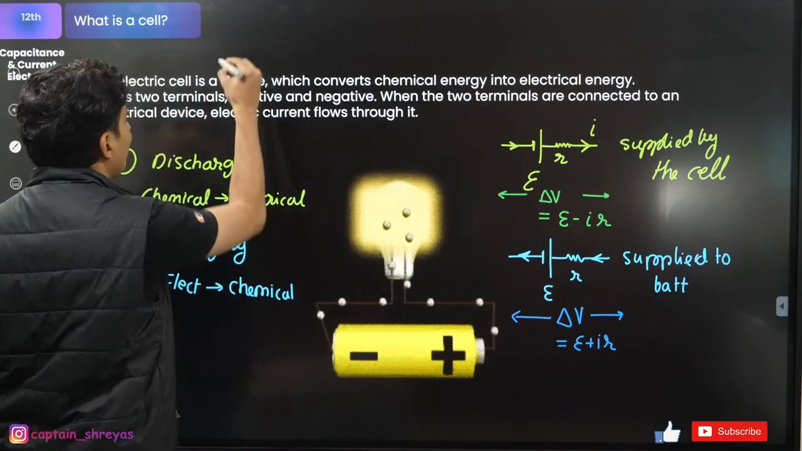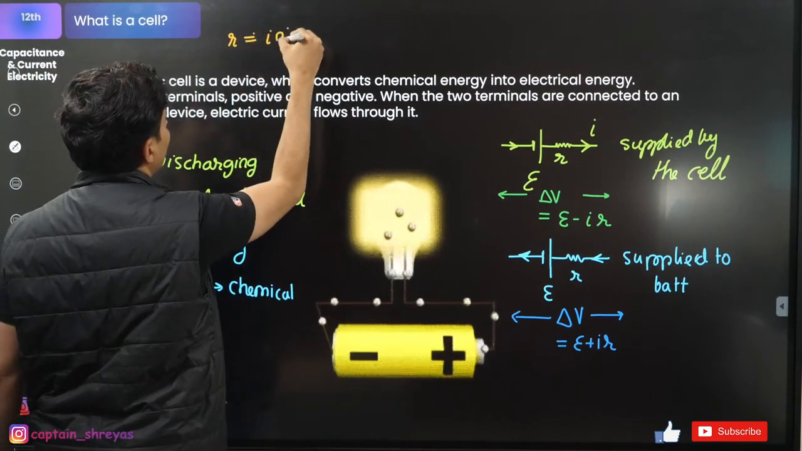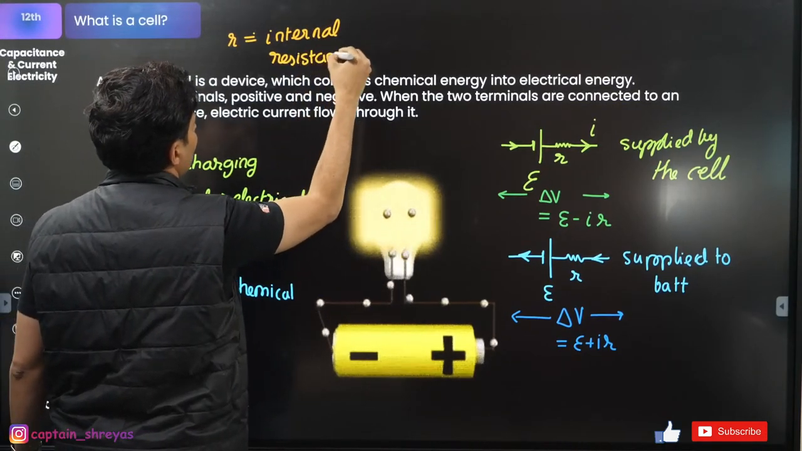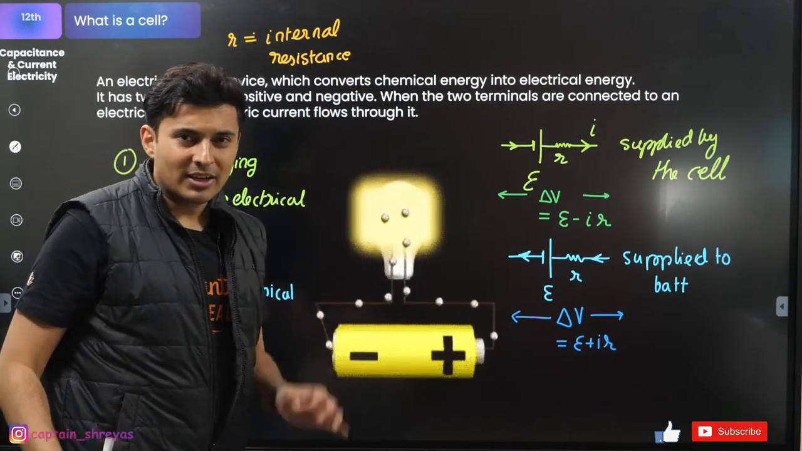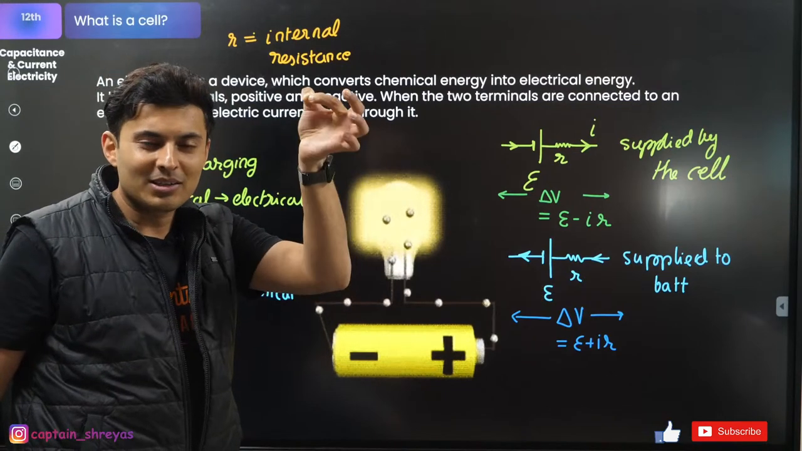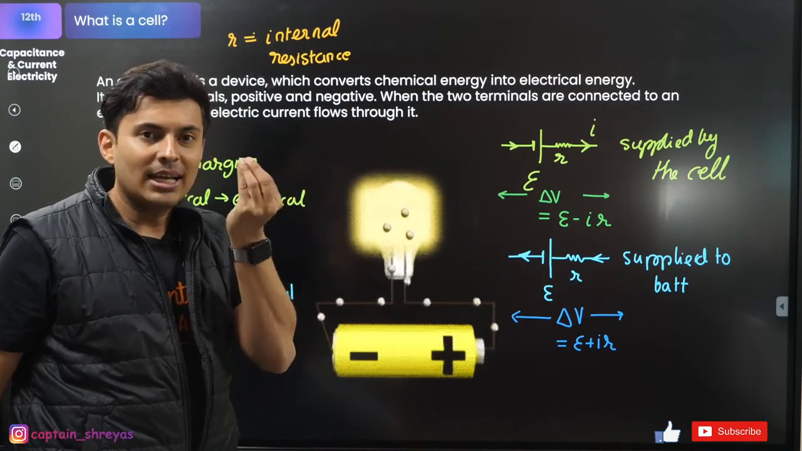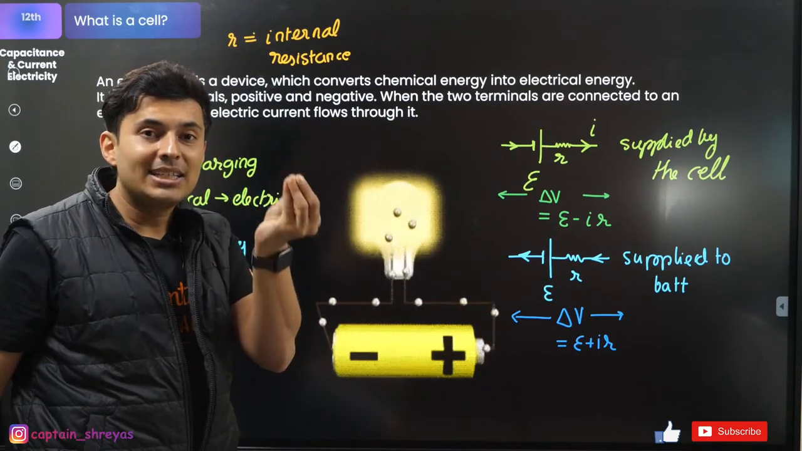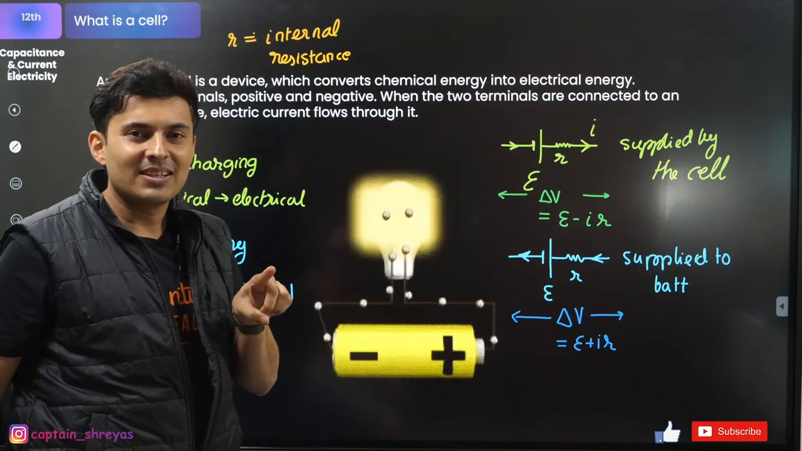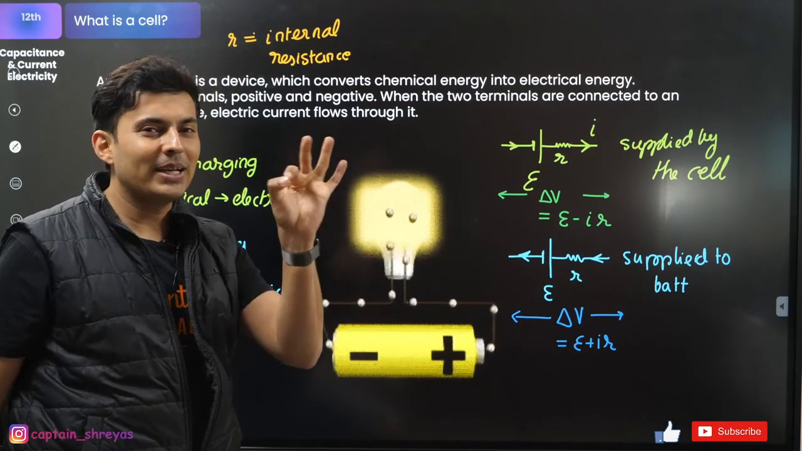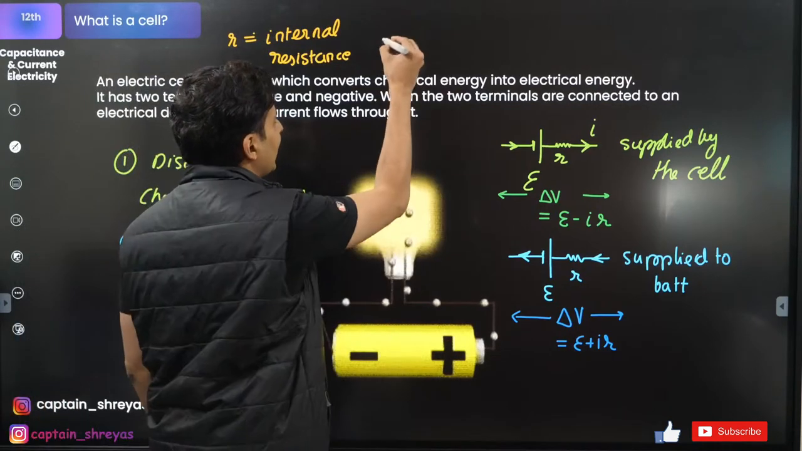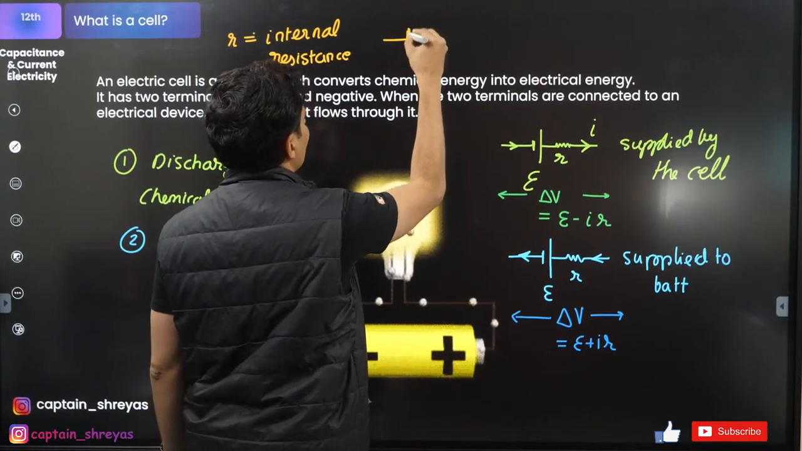So let me put it over here. R is basically your internal resistance. This comes because when the charges move inside the battery, there is some fluid or some solid or whatever, some gel inside that battery. That gel or that liquid, the electrolyte, offers some resistance. That resistance cannot be removed no matter what you do. That's why there is an internal resistance. Is that okay, guys? Perfect. So that is your internal resistance. Keep this in mind.